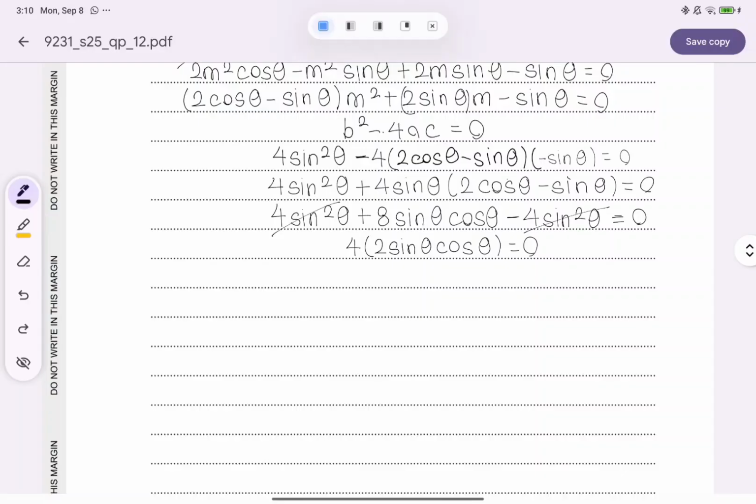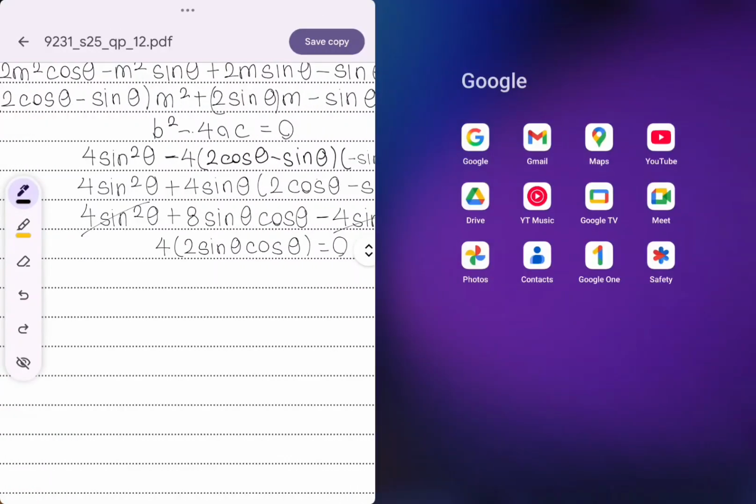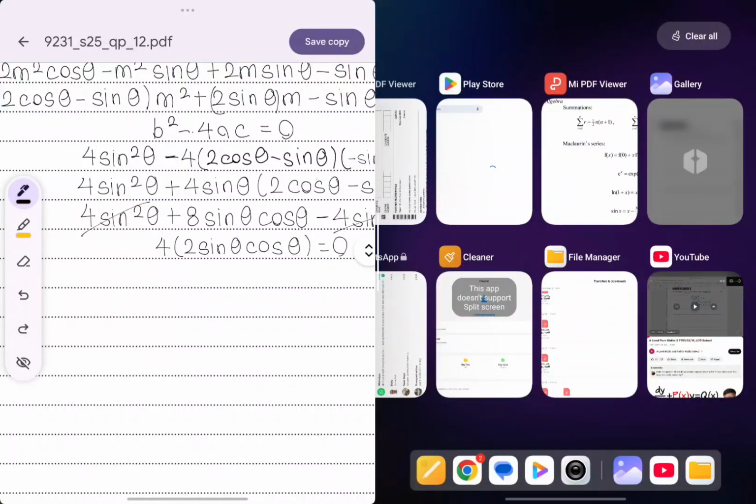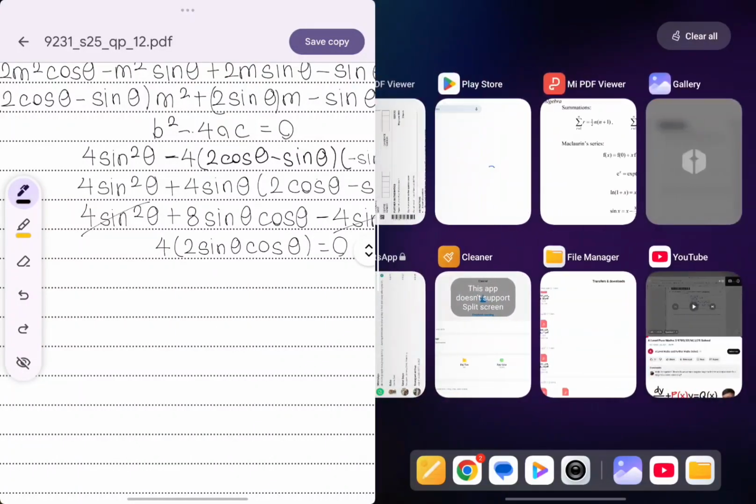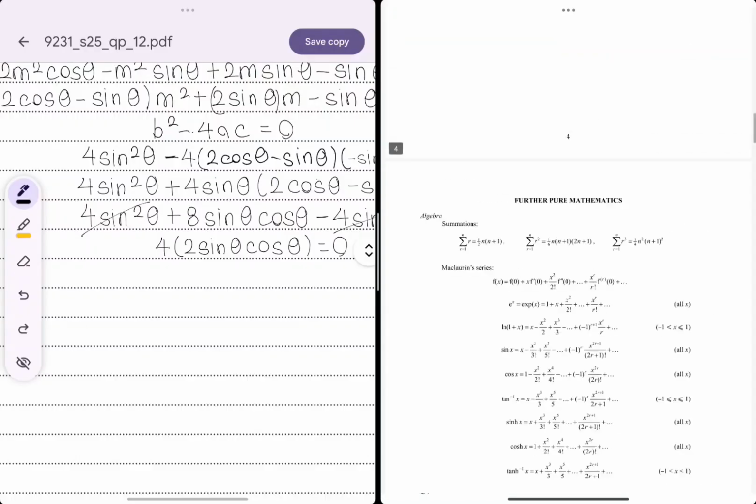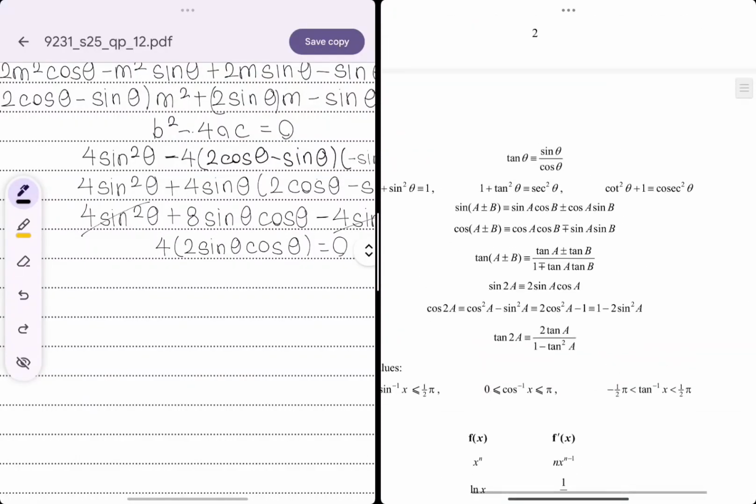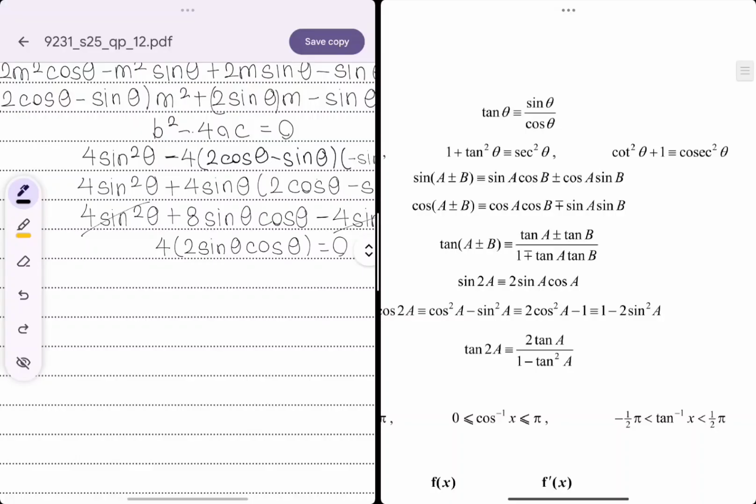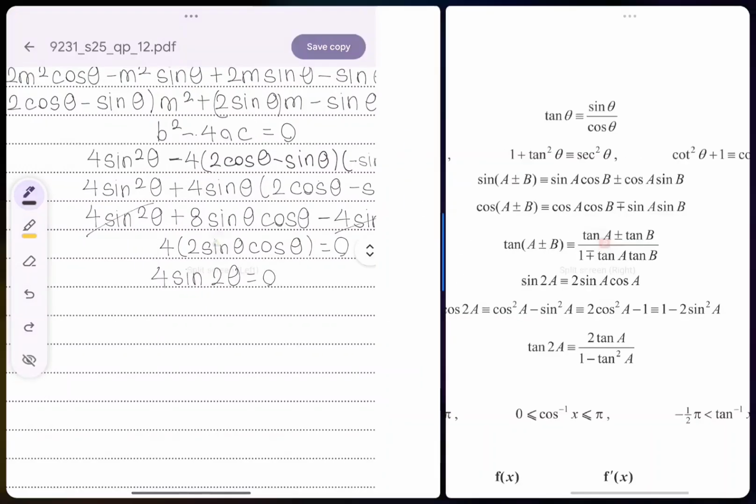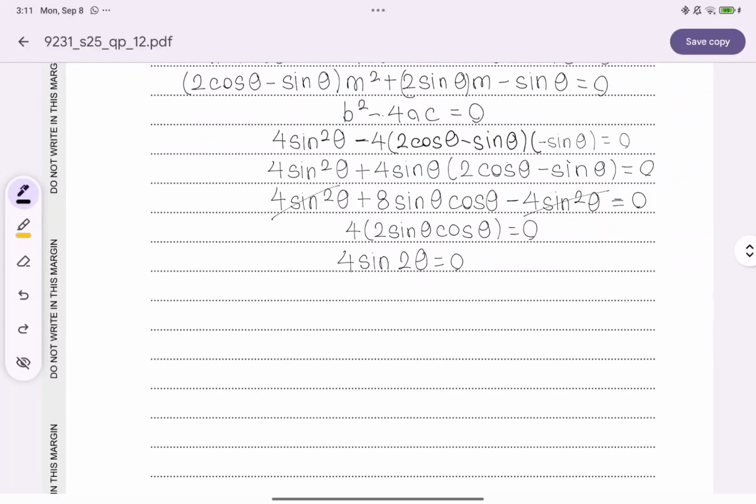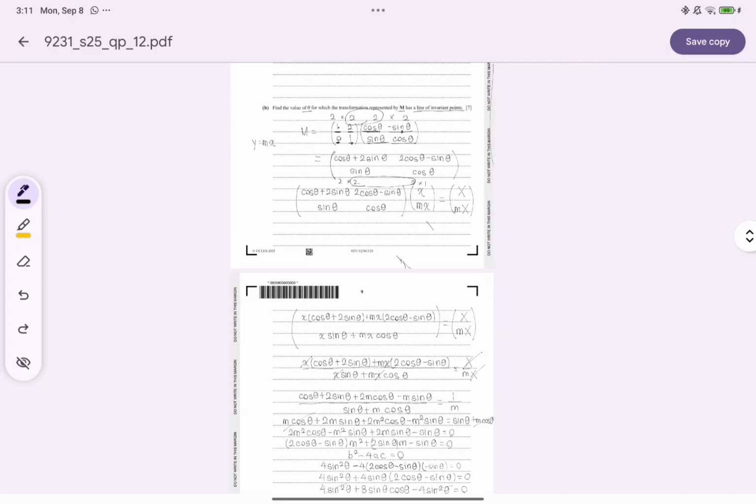if you remember from our trig identities, let me just pull up the MF19 in here. Yeah, it's right here, as you can see. So we can rewrite this as 4 sine 2 theta equals to 0. Okay, now we can solve this equation, so let's divide both sides by 4, so we'll just have sine 2 theta equals to 0.